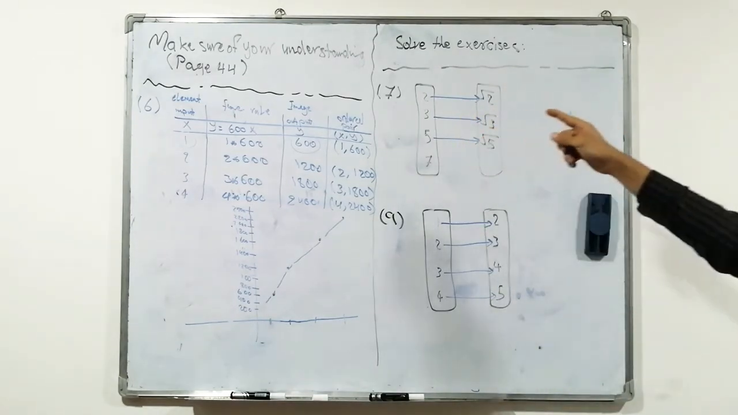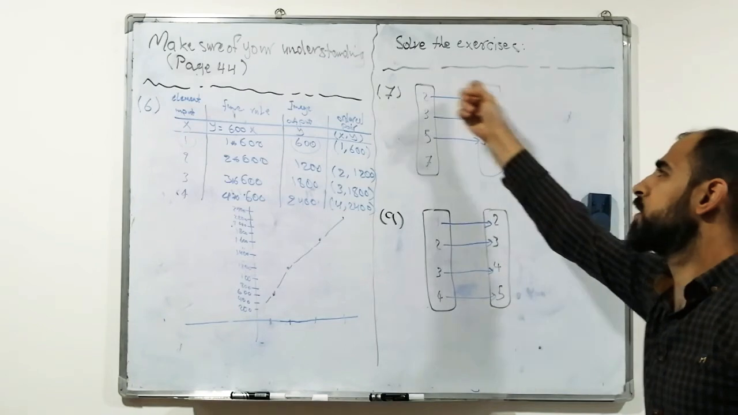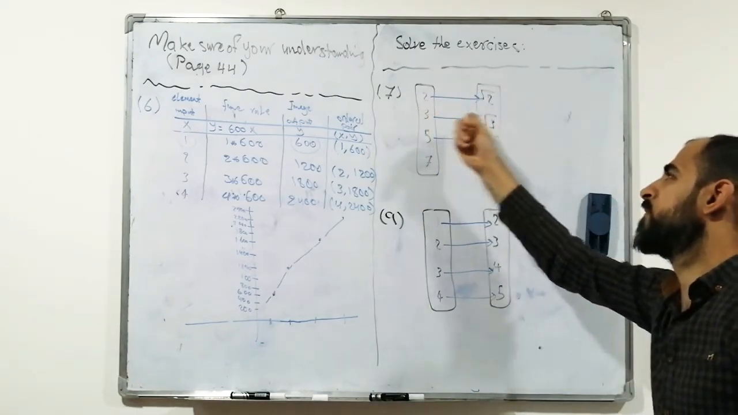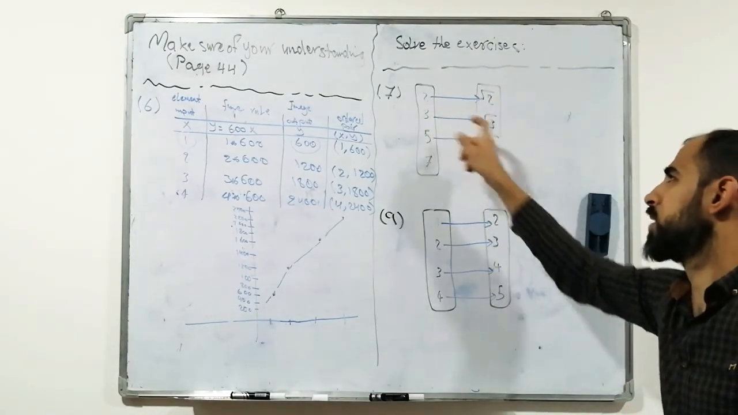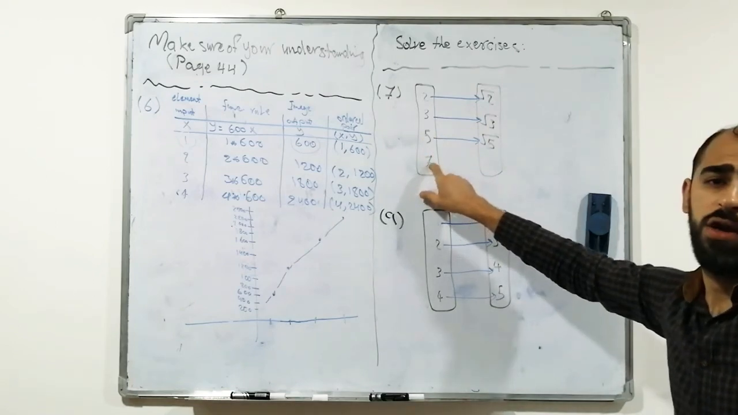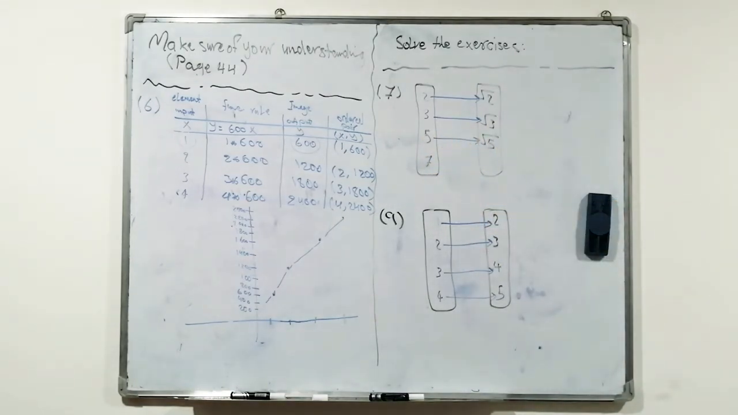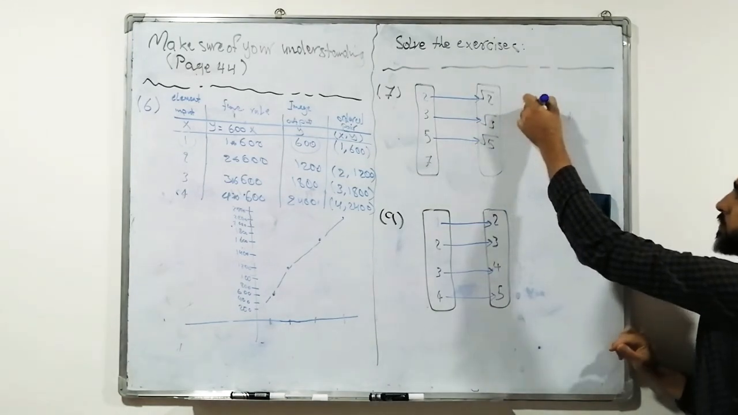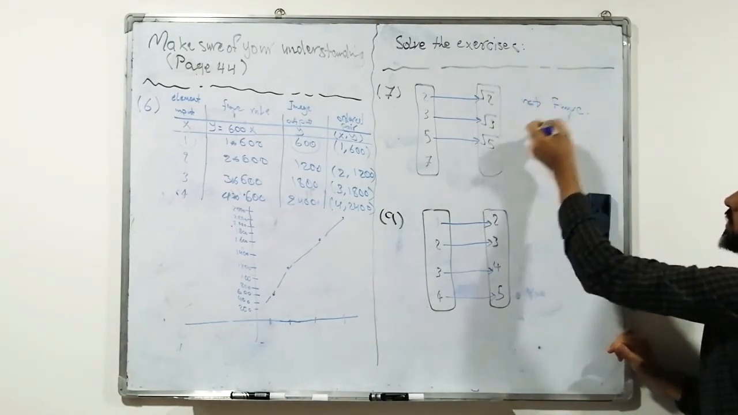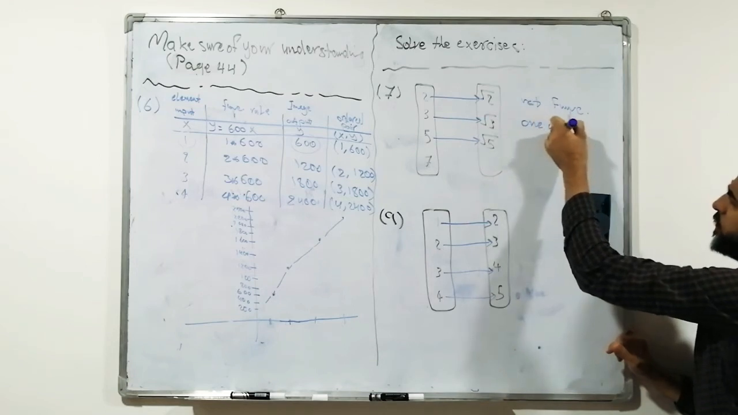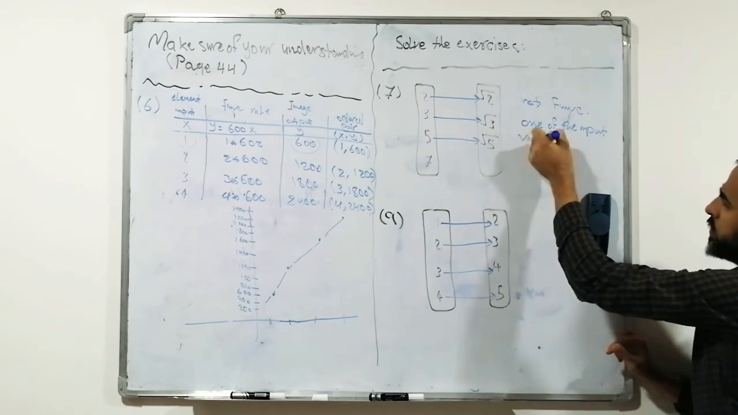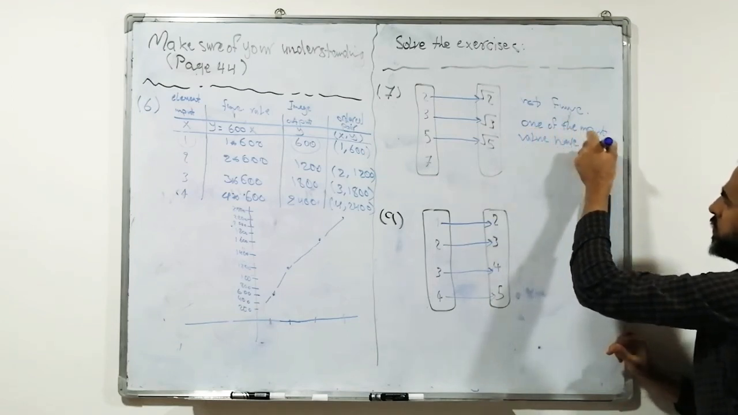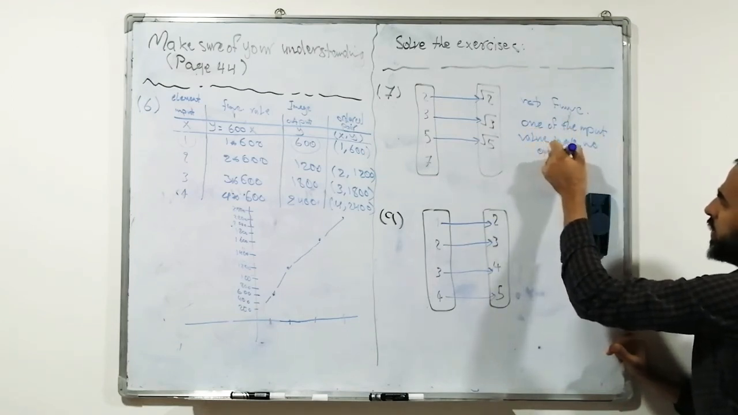Here we have the relation will be a function if we have one output for each input. But here one of our inputs has no output, so it is not a function. Why? One of the input values has no output value.